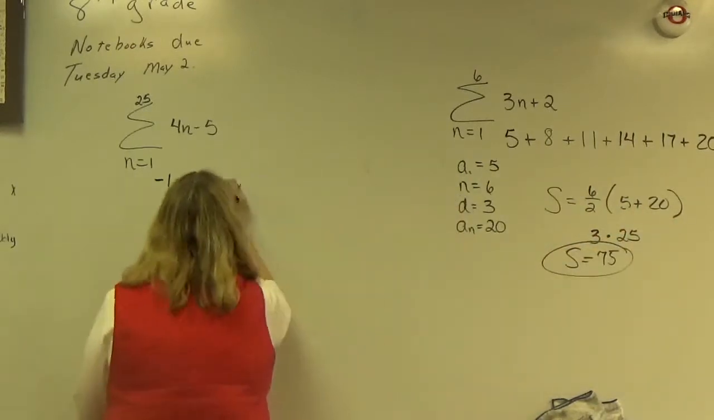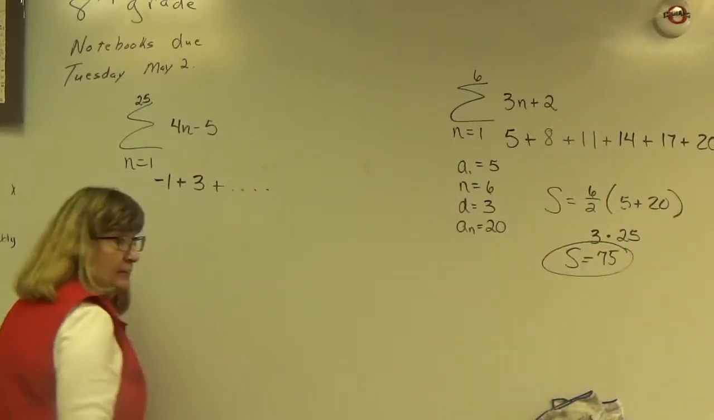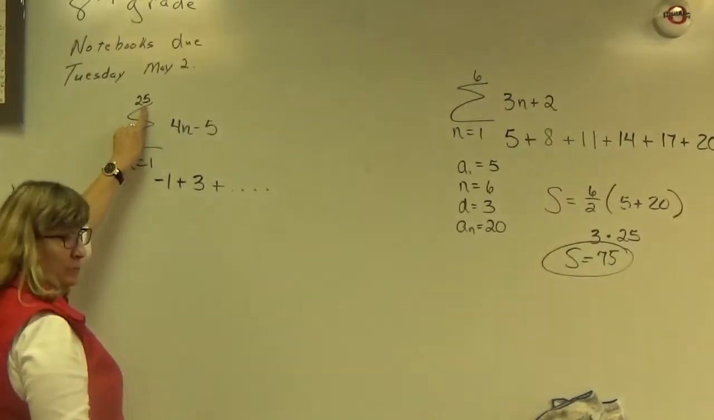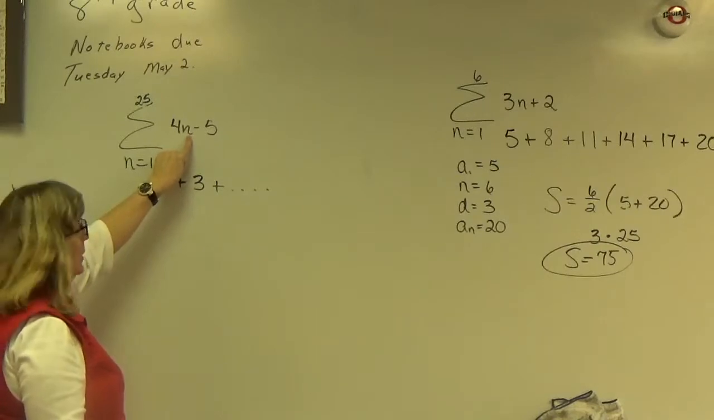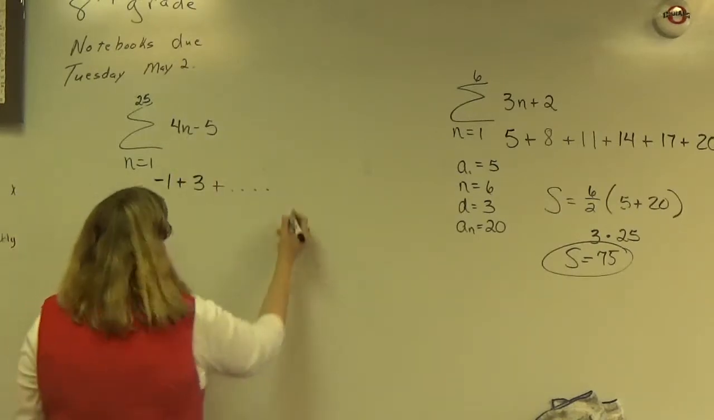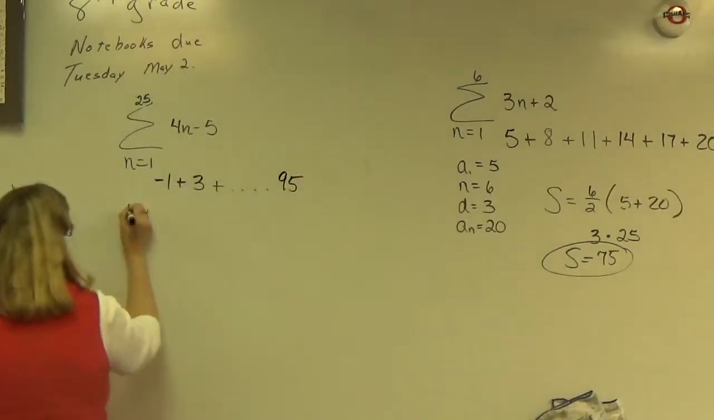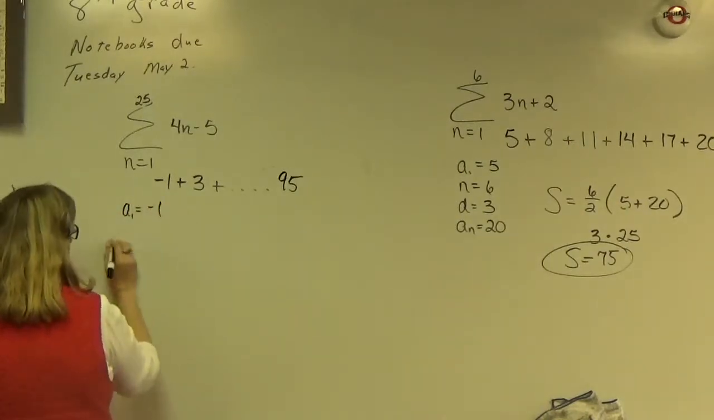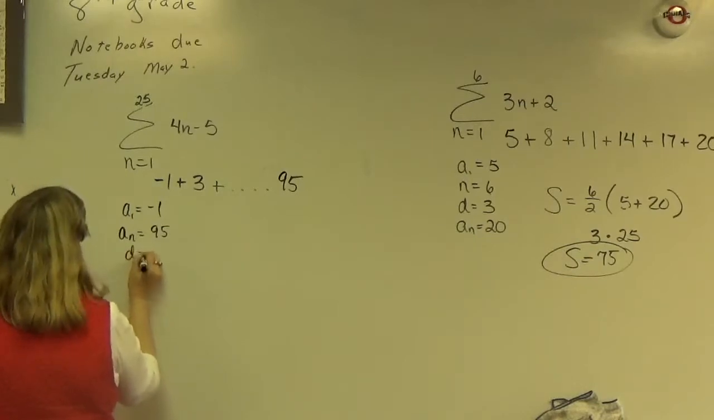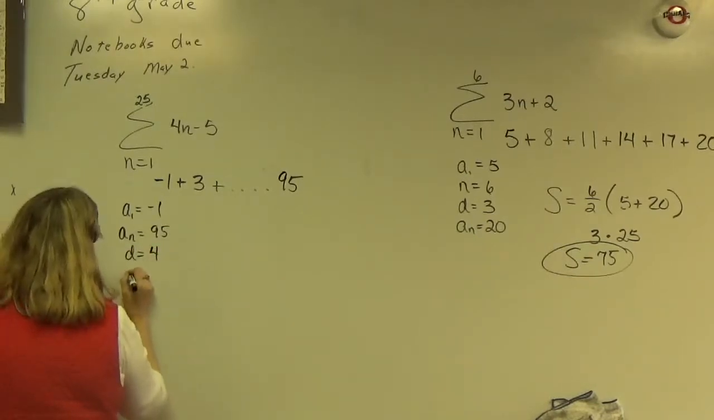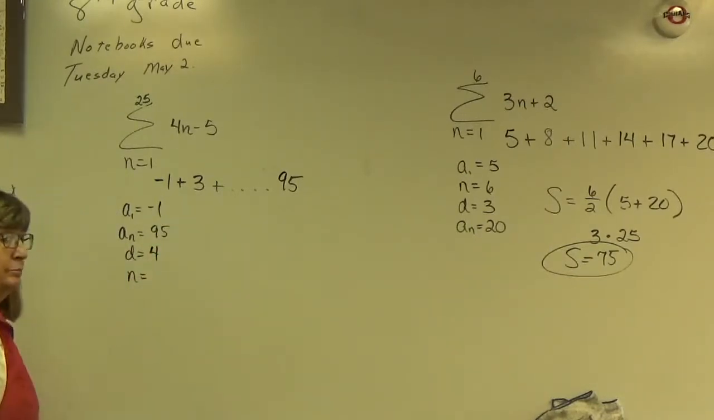Well, can't I go ahead and go to the last by putting 25 in place of n? So what's 4 times 25 minus 5? 95. So now I know the first term is -1. The last term is 95. I know the difference is 4. Do I know how many there are?